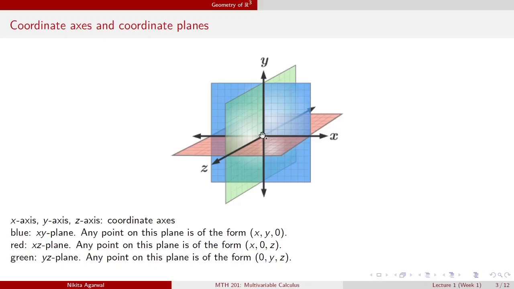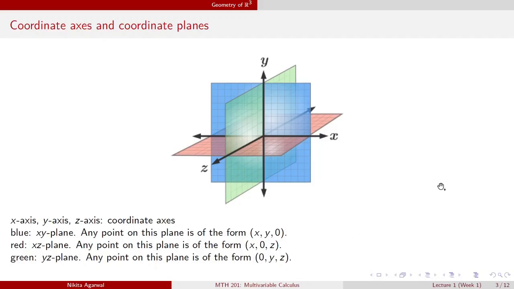By the way, this point that you see here is called the origin, and it is (0, 0, 0). All three coordinates are 0. Similarly, if you are on the red plane, then any point is of the form (x, 0, z), because you have not moved in the y direction at all. And similarly, the point on the green plane looks like this.